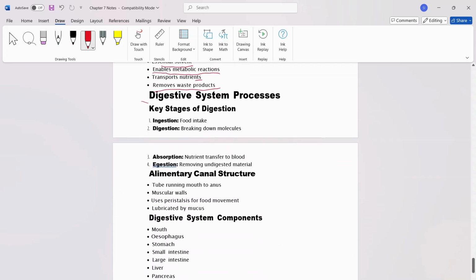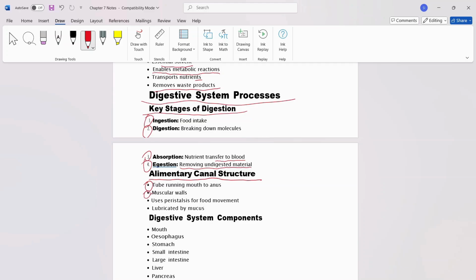Now let's talk about digestive system processes. The key stages of digestion include ingestion, which is food intake, then digestion, breaking down molecules, then absorption, nutrients transfer to blood, then egestion, removing undigested material. Now let's talk about alimentary canal structure. It is a tube running from mouth to anus.